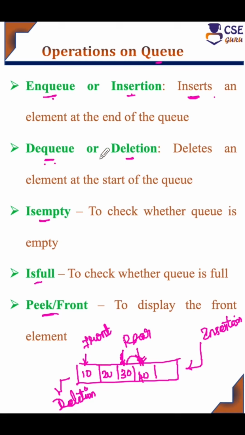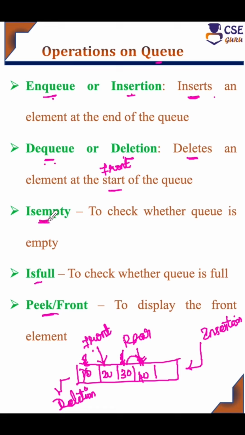DQ or delete operation deletes an element at the start of the queue. Start of the queue means the front pointer position; it will delete the element there. Here, this is the front pointer position. If you implement the DQ operation, this element will be deleted. Now front will point to the next memory location. The simple condition is to increment the front pointer by 1, and automatically this element will be deleted.